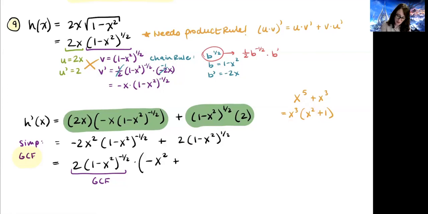So when we factor out the (1 minus x squared) to the negative 1/2 from (1 minus x squared) to the positive 1/2, we will end up subtracting the power of negative 1/2 from 1/2 because we're dividing something that has the same base. Just like we would subtract the 3 from the 5 to get a 2 left over. So 1/2 minus negative 1/2 is going to end up being 1/2 plus 1/2, which is to the first.